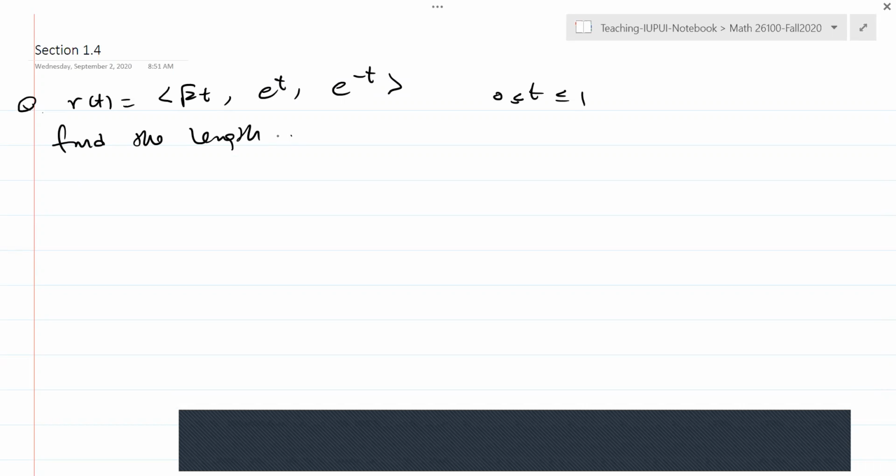Find the length of the curve whose vector equation is given by this. Okay, now you don't need to draw the curve. It's not necessary, and it just wastes time. So you have the formula: the length of the curve is going to be the integral from 0 to 1 of the length of the derivative.